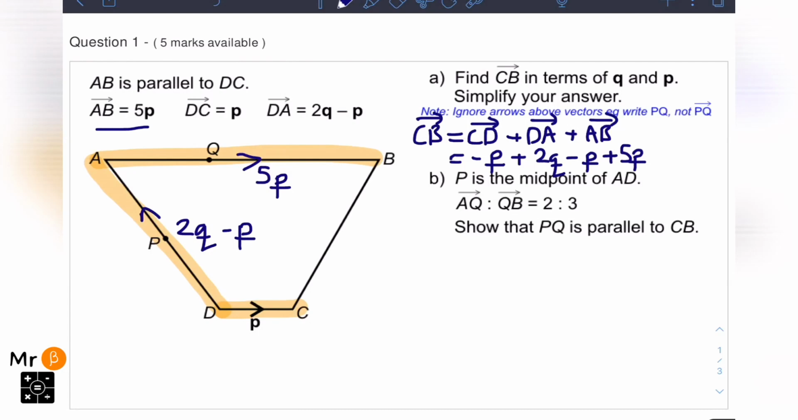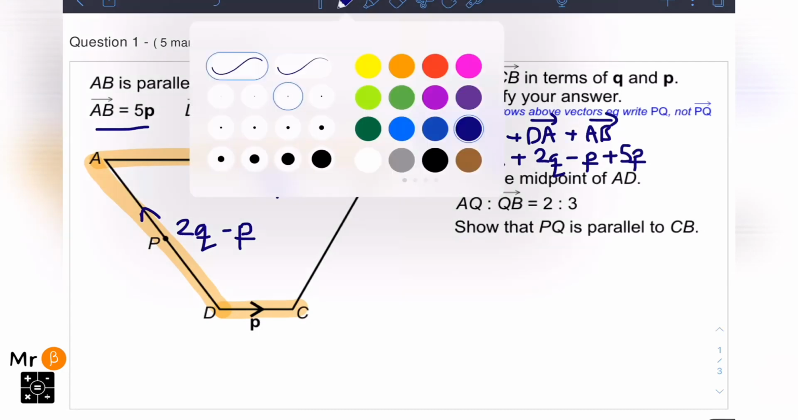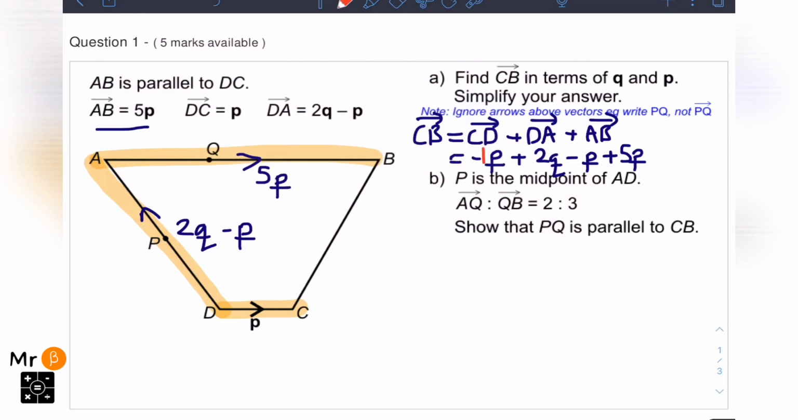If we now collect together our vectors, we've got minus 1p, and again, you can fill in the imaginary number 1 if this helps. Minus 1p minus another 1p is minus 2p, plus 5p gives you an answer of 3p. Then we've got our 2q left over.